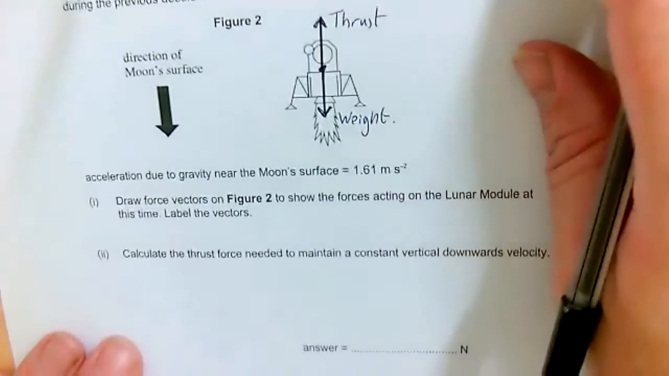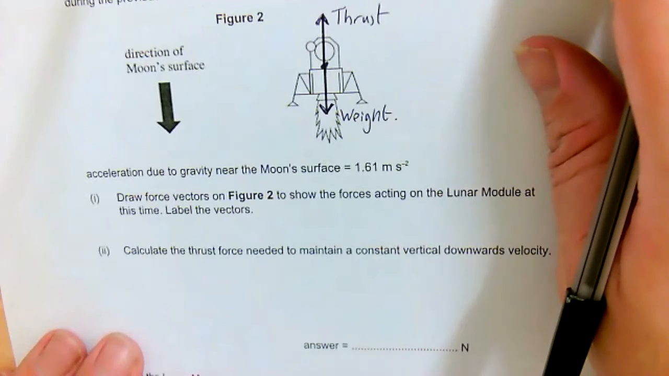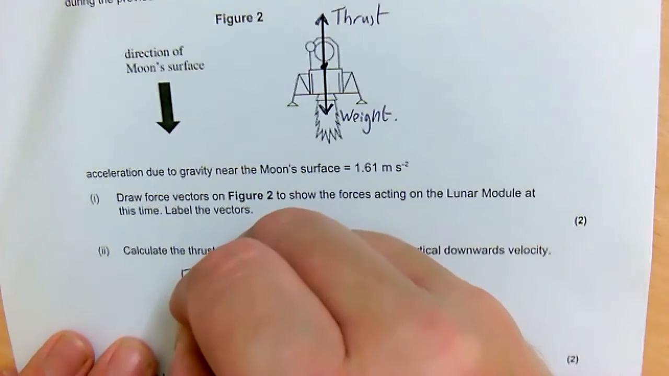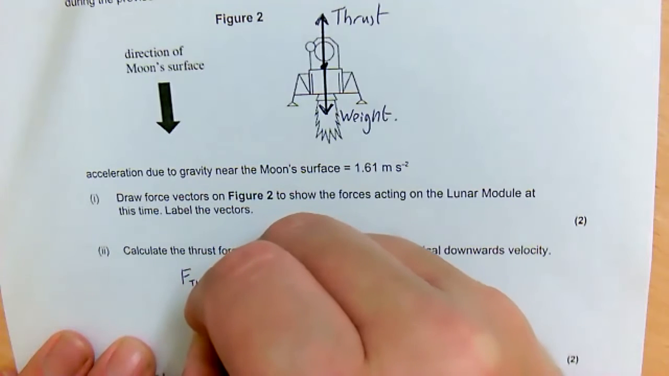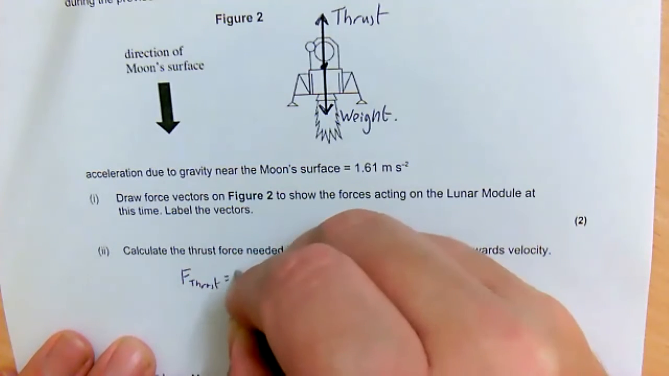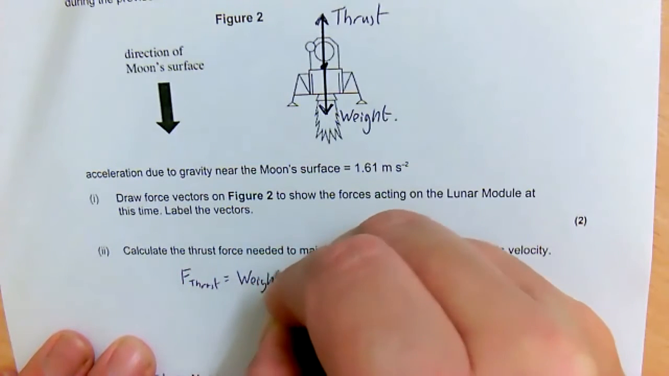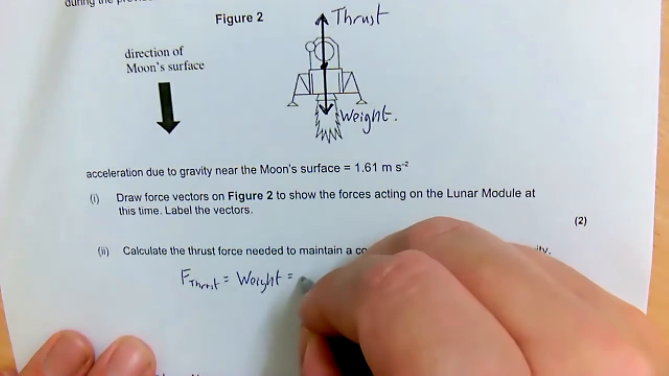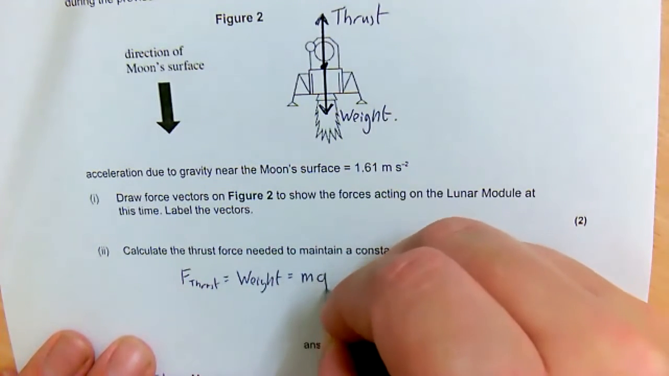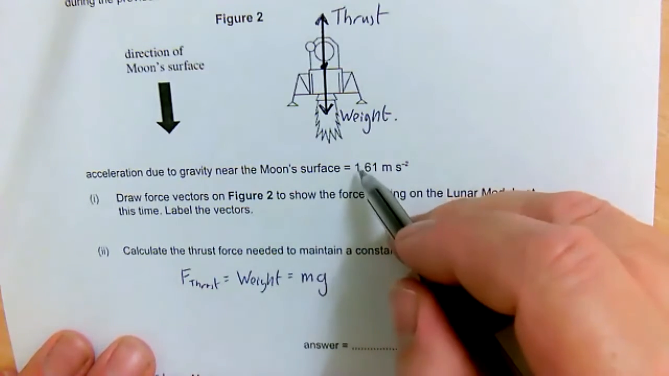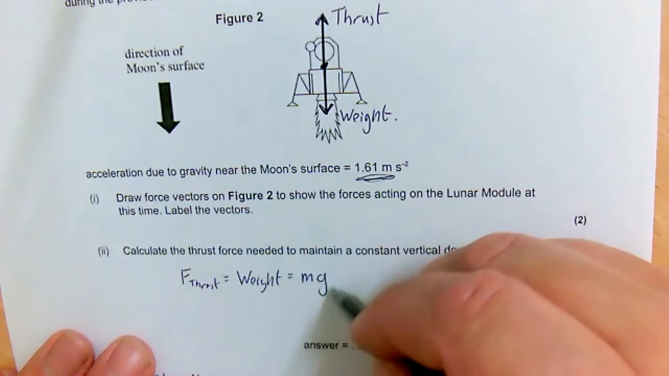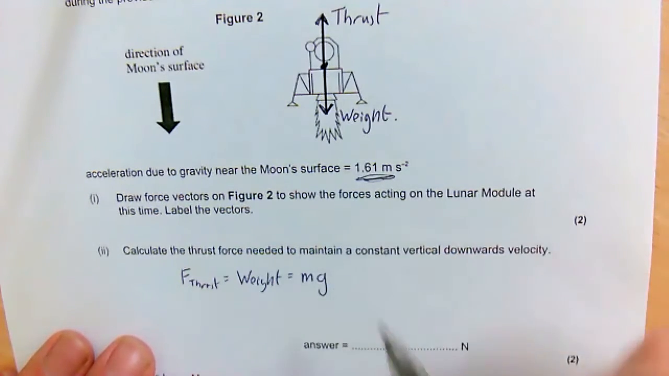Then you have to calculate the thrust force needed to maintain a constant vertical downwards velocity. So in other words, the thrust has got to be equal to the weight. So the weight is the mass times the gravitational field strength. Here, that's 1.61, okay? A common mistake the candidates made was they used 9.81 here because that's what it is on Earth. But actually, you've got to remember it's 1.61 because it's mentioned in the question.